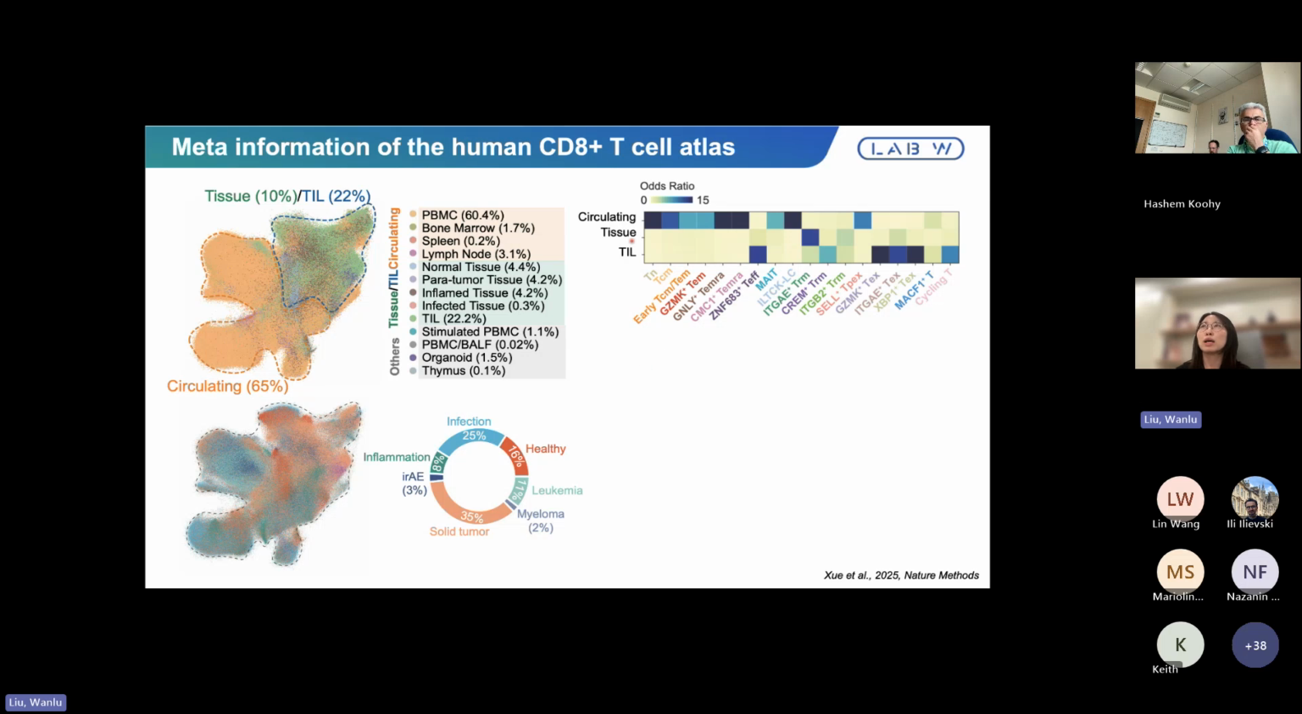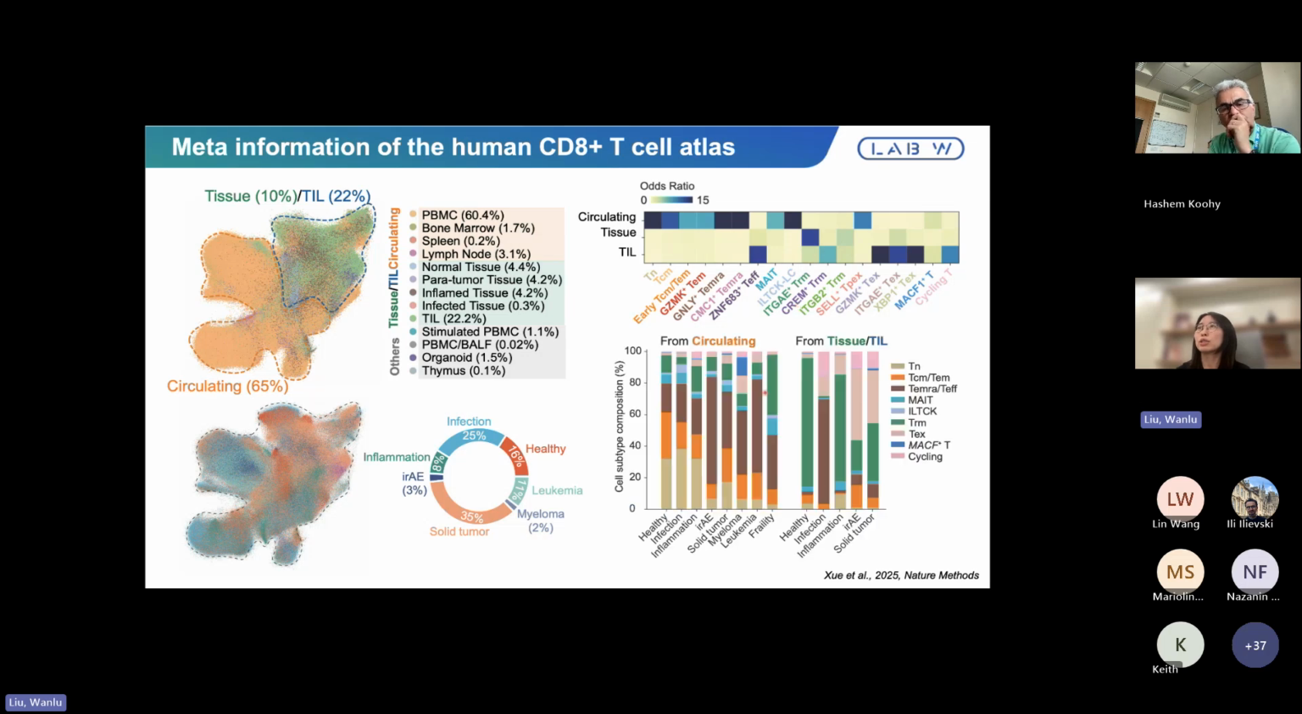And we also looked at the enrichment of the 18 CD8 T cell subtypes in different tissues. You can appreciate that in the TILs, the tumor infiltrating lymphocytes, they are mostly enriched for exhausted T cells and effector T cells, while in circulating blood we have mostly naive T cells or memory T cells, and in the tissues we have tissue resident memory T cells, validating our cell type annotations.